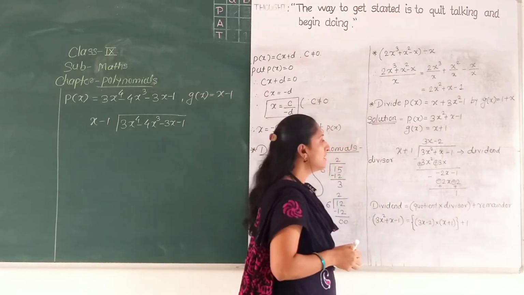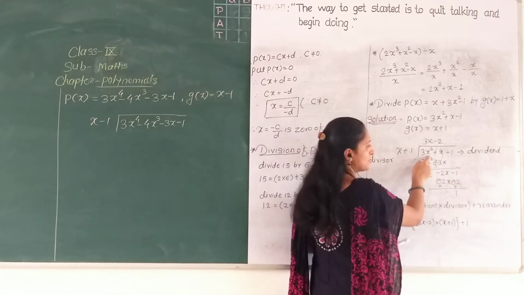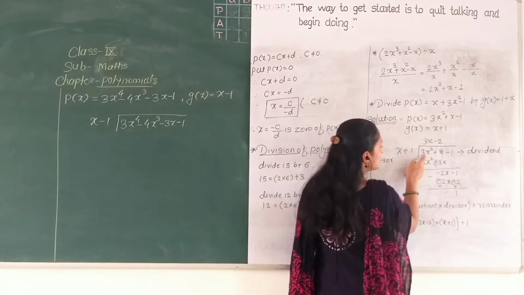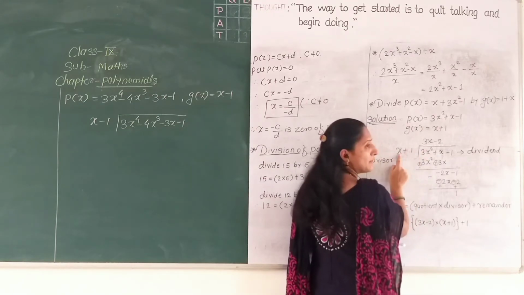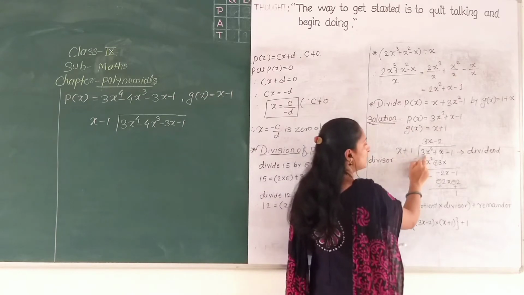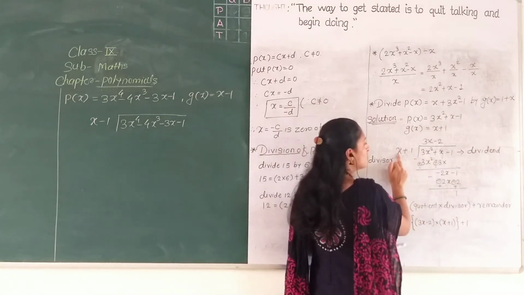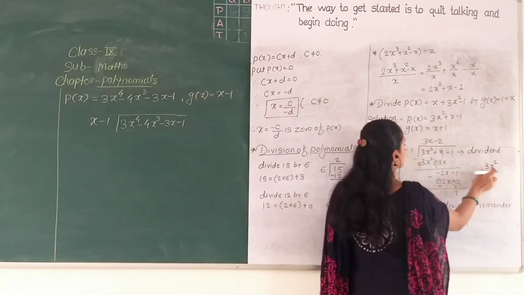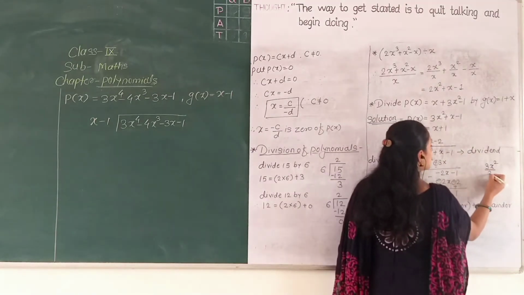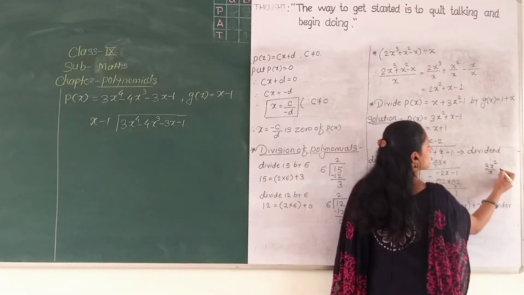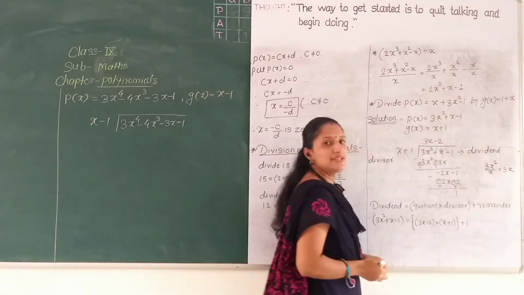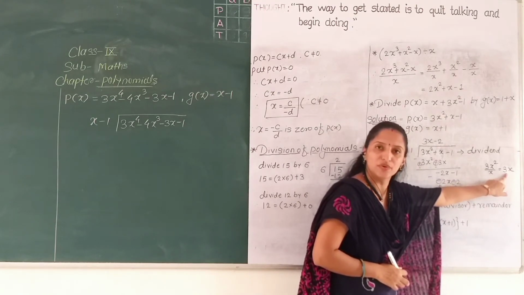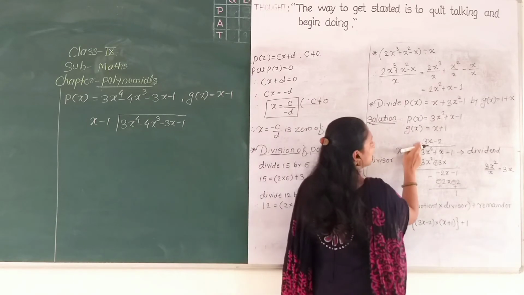We have to divide by x plus 1. Let us look here. We have to divide the first term of the dividend by the first term of the divisor. The first term of the dividend is 3x square and the first term of the divisor is x. So 3x square divided by x gives 3x. That means the first term in the quotient is 3x. So I write here 3x.